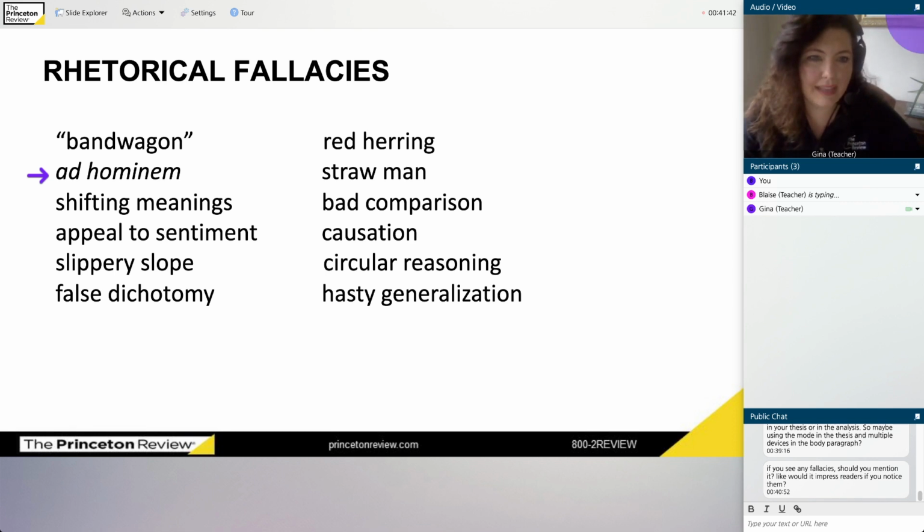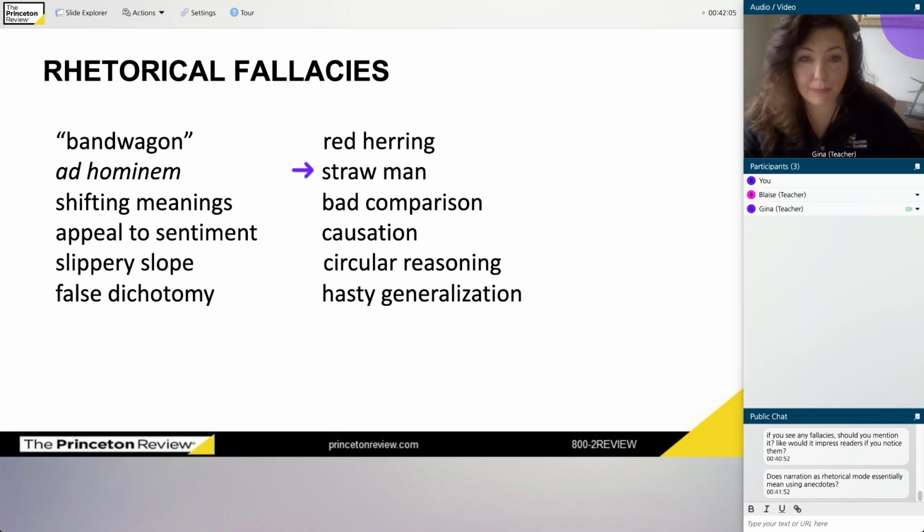And then we have false dichotomies. False dichotomies are black and white. Only black and white exists. There is no shade of gray. That's a false dichotomy. We have red herrings. Red herrings are pieces of information that are just a diversion from the point. They're not really relevant to the main point at all.